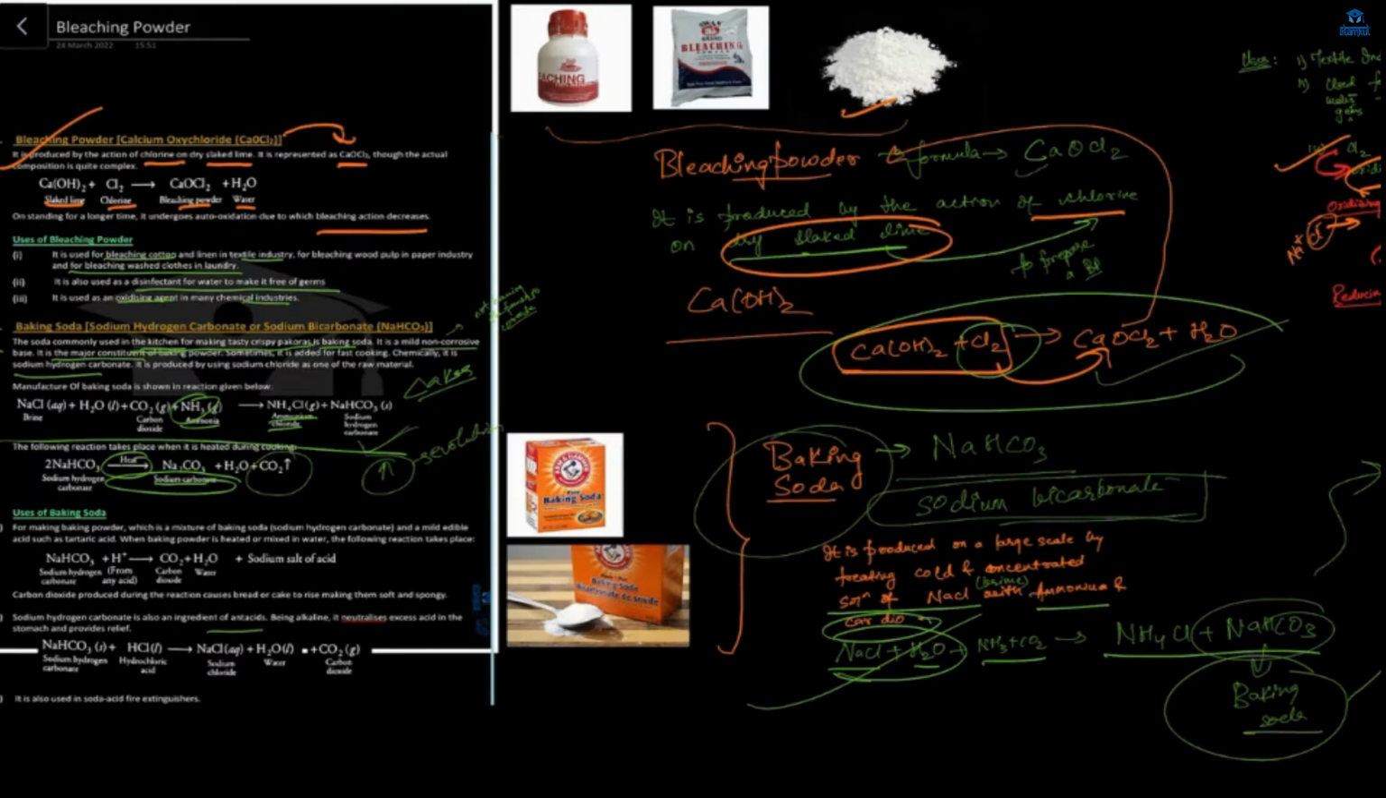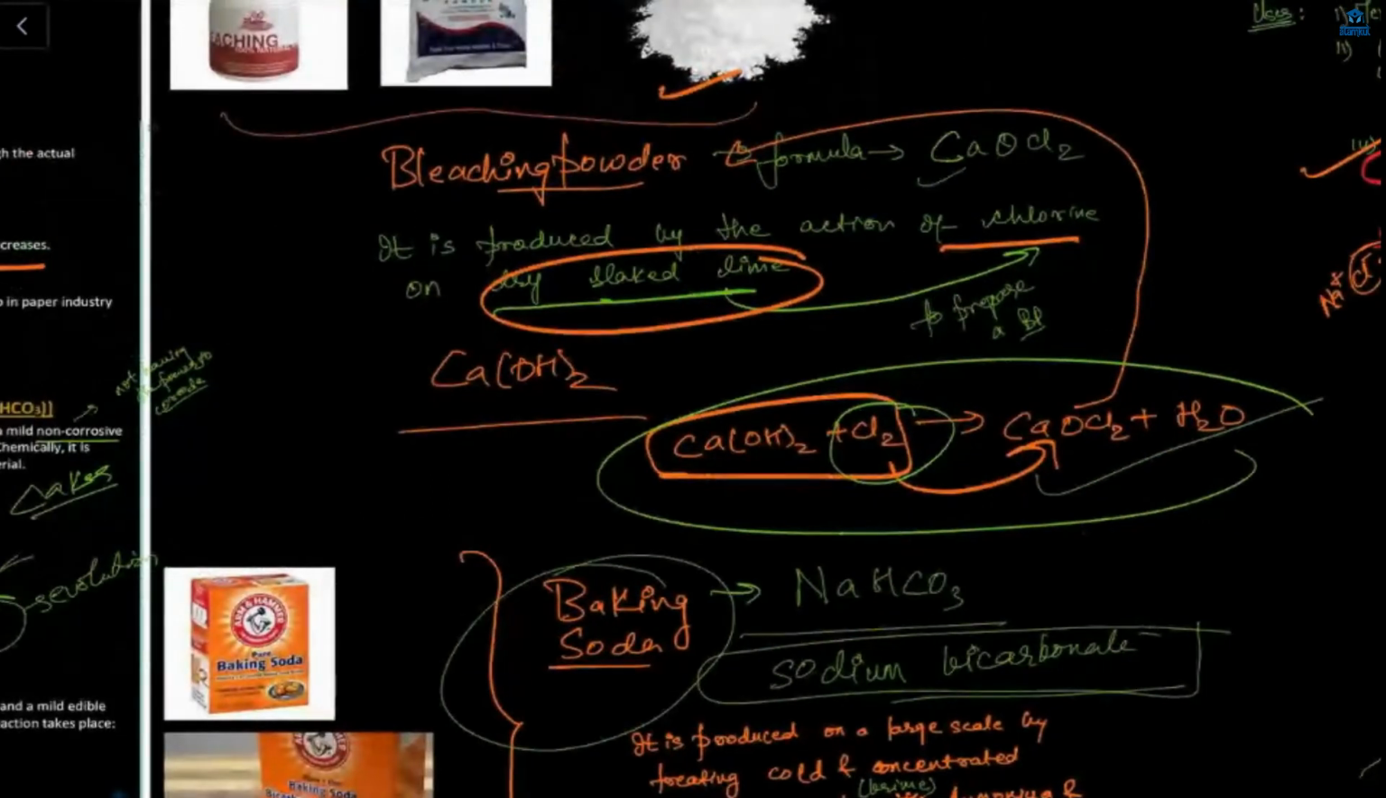Last class, I discussed the bleaching powder and the baking soda. So in the bleaching powder, we already know that this was the formula CaOCl2, right? And it is produced by the action of chlorine on dry slaked lime. So this is my bleaching powder, and if I'm reacting chlorine with dry slaked lime, then we will get this bleaching powder, right?